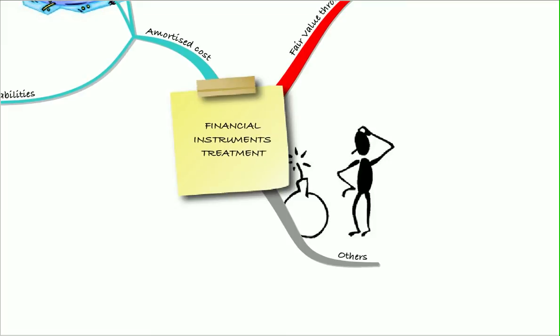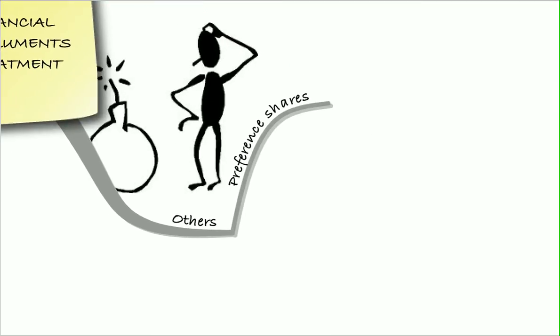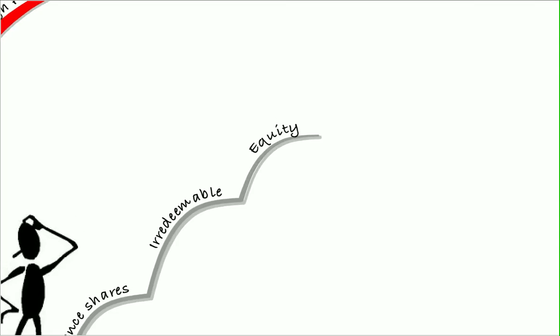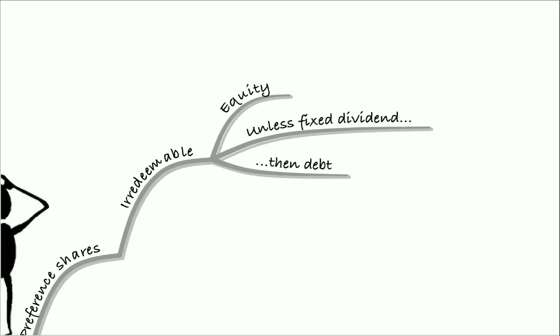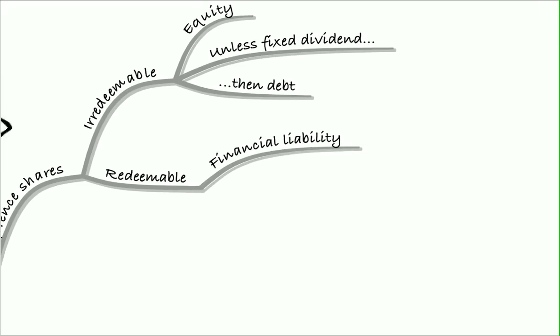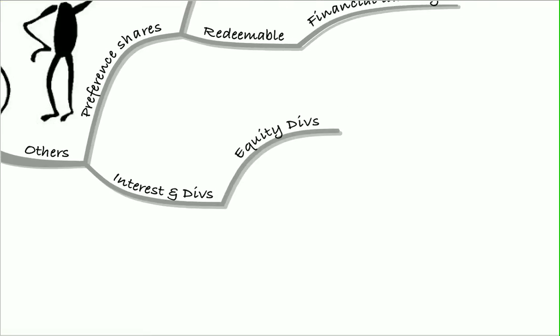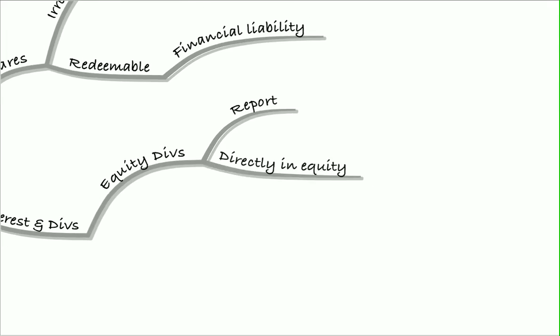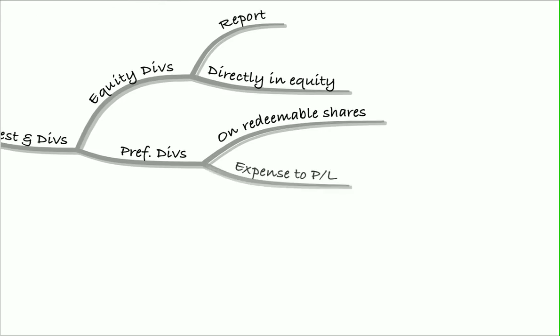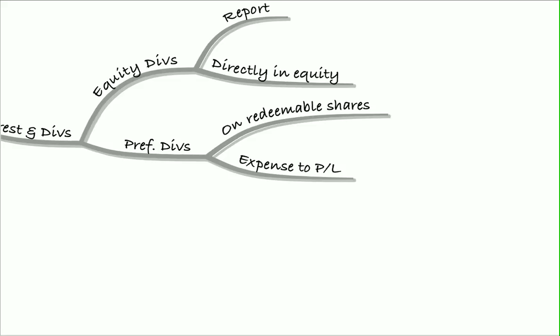Just a couple of things on some liabilities that we need to be aware of. When it comes to preference shares, if they are irredeemable, they'll be classified as equity unless they have a fixed dividend, then they would be debt. If they're redeemable, therefore, they will be a financial liability, i.e. they will be classed as debt. Interest and dividends paid then, well, if we pay equity dividends, we will report this directly in equity. And if we pay preference dividends, they will be on redeemable shares and that will be shown in the P&L. We'll expense that in the profit and loss.